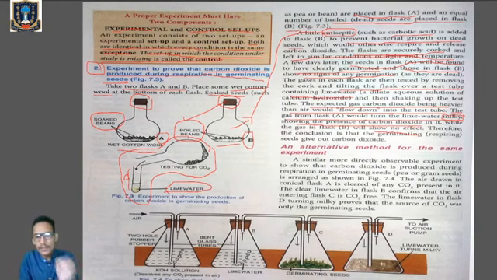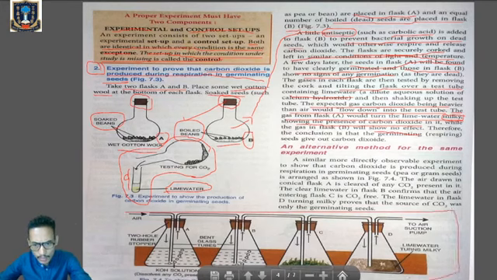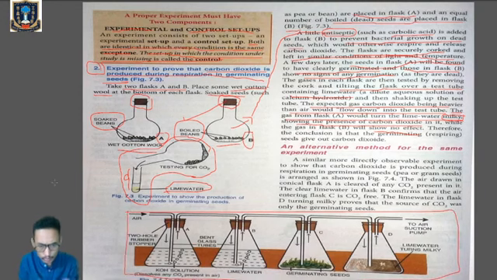Now there is an alternative method for the same experiment. What we have recorded over here, you can see, we have a conical flask. We have a two-hole rubber stopper over here. So you can see the pipe being connected over here. Now you have to focus on this diagram. Clear? So I'll just explain the procedure. Just look at the figure very carefully.